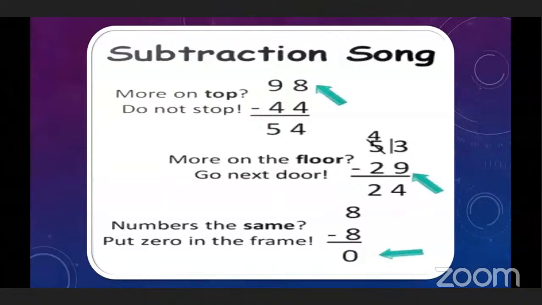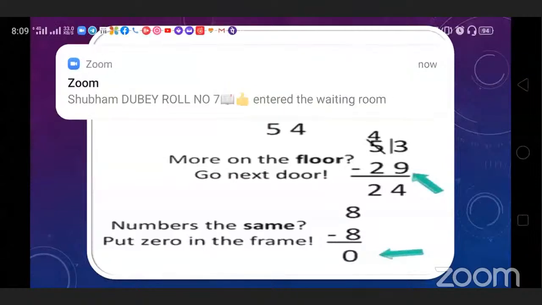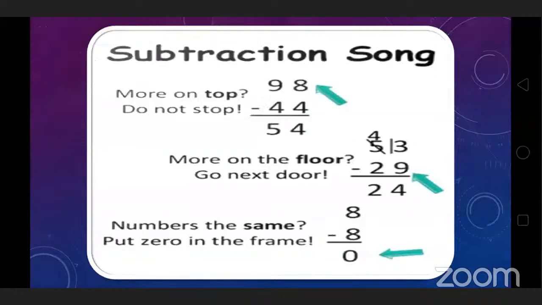Okay, students, and the last one is very important. Numbers the same, put zero in the frame. If both numbers are the same, no need to do anything. You just put zero in the answer. Okay, students, this was the subtraction song. Let's proceed to the next slide. Just stick with your phone, don't distract yourself, and look at the screen. You can ask me questions at the end of this lesson when I complete my session.